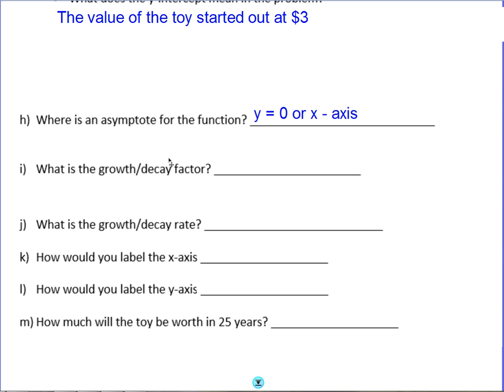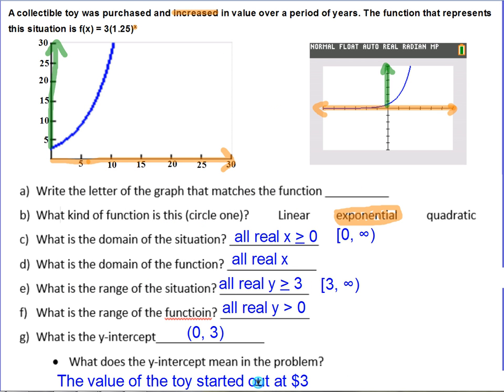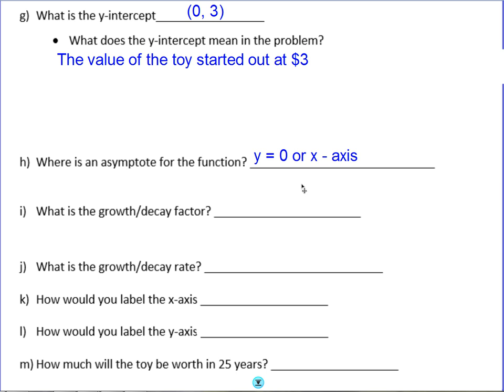All right, because this is an exponential function, exponential functions have growth and decay factors. And the growth factor you pull right out of the formula, the function. It is 1.25. It is the value of your b. Okay? From that b, you can get the growth or decay rate. A rate is a percent. Okay, how do you get it? Well, b is 1 plus or minus the rate.